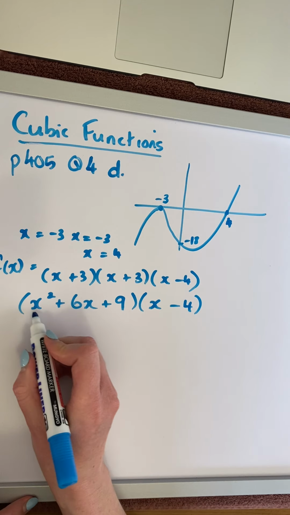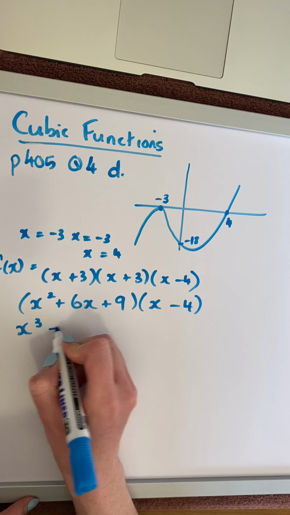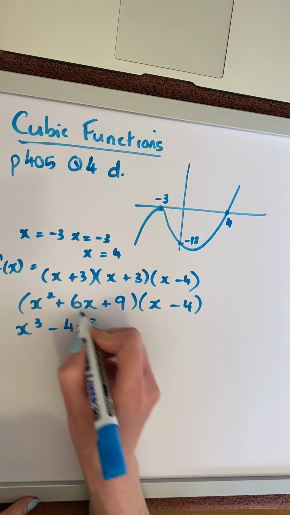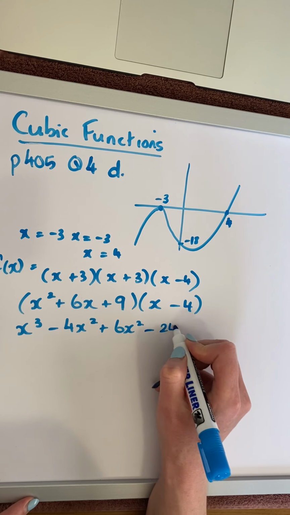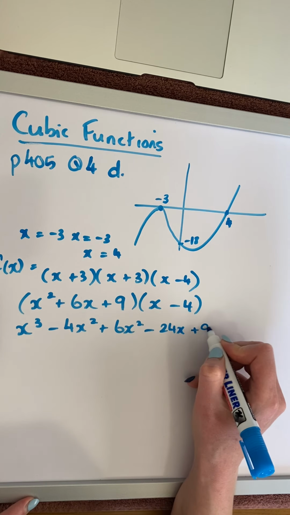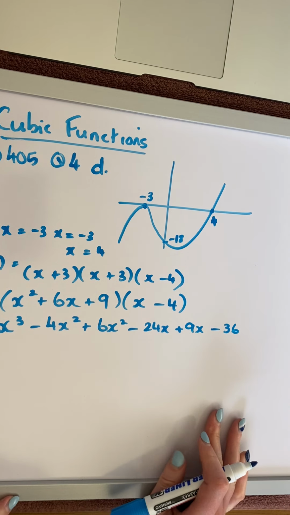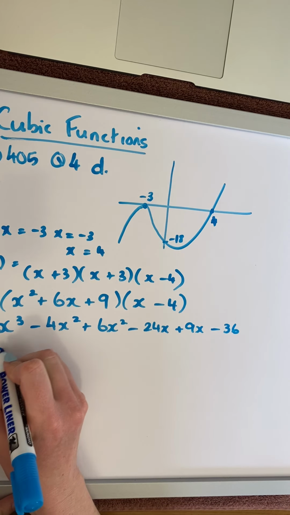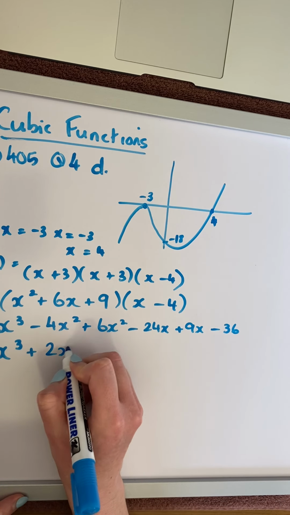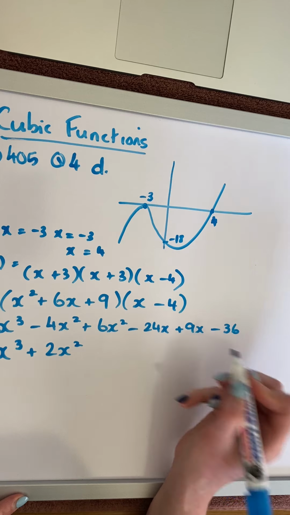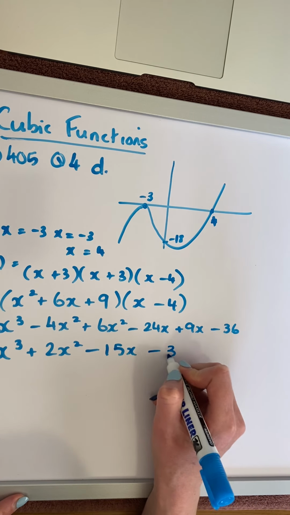Now you can do this step by step if you like. So x squared times x is x cubed. x squared times -4 is -4x squared. We have plus 6x squared minus 24x plus 9x and then minus 36. So the next thing we need to do is tidy it up. So we have x cubed, minus 4x squared plus 6x squared is plus 2x squared, minus 24x plus 9x is minus 15x, and minus 36.